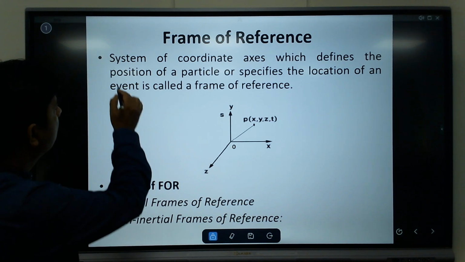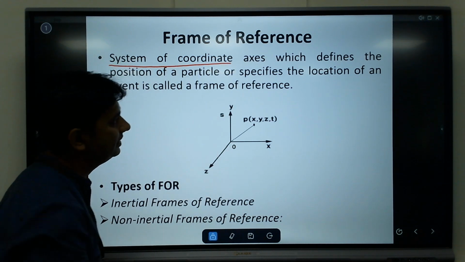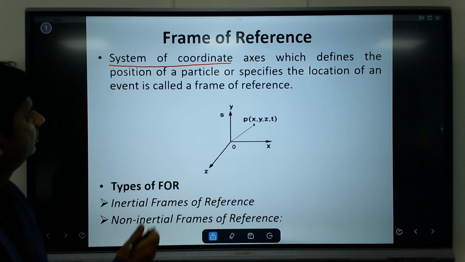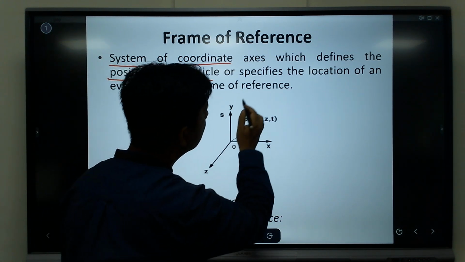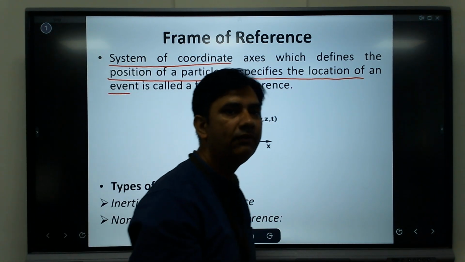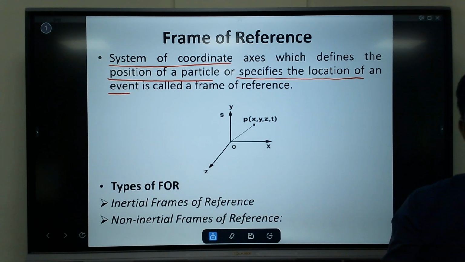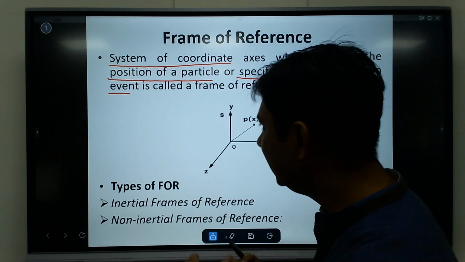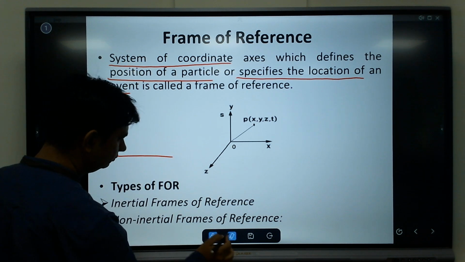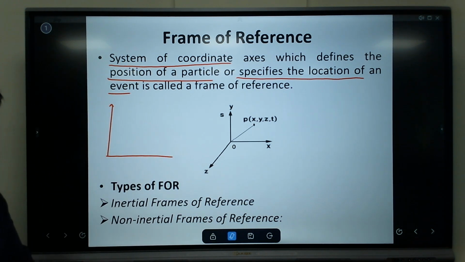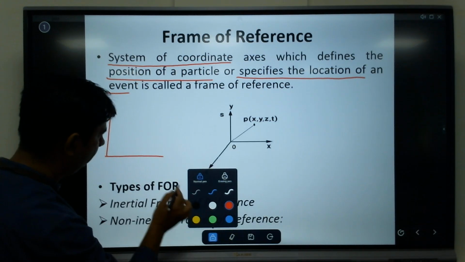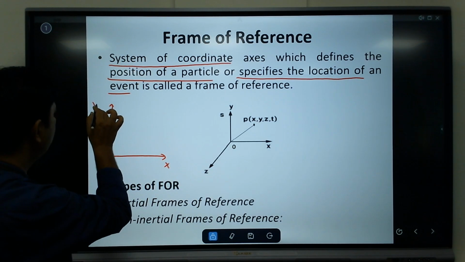So, a system of coordinate axes which defines the position of a particle or specifies the location of an event is called a frame of reference. What is the actual meaning of frame of reference? Suppose we have a coordinate system. We call it x-axis, we call it y-axis.